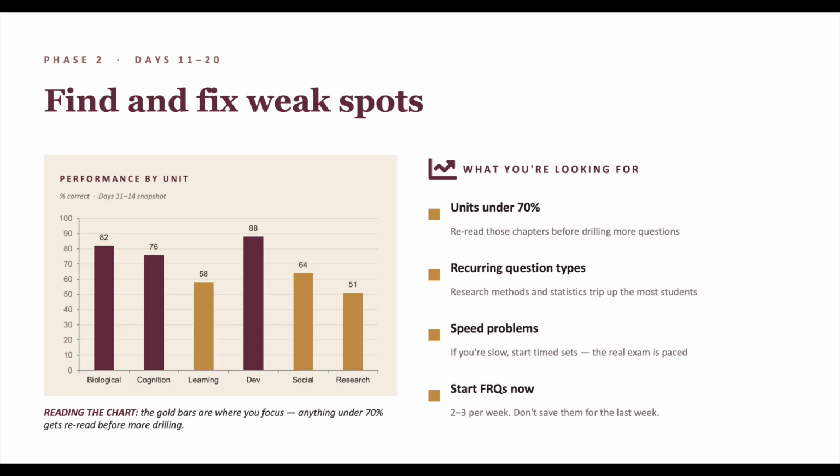Now let's move to day 11 to 20 and look at what needs to be done step by step. You need to make sure that you've read more than 70% of the units and reread those chapters which you feel are difficult. Answer recurring question types. Now, research methods and stats will trip a few students, so make sure you're careful of that. This is also the time to start looking at your timer and ensure that you are well paced for the exam and you're completing the question within the set time limit. And lastly, don't forget the FRQs. Don't leave them for the last minute.